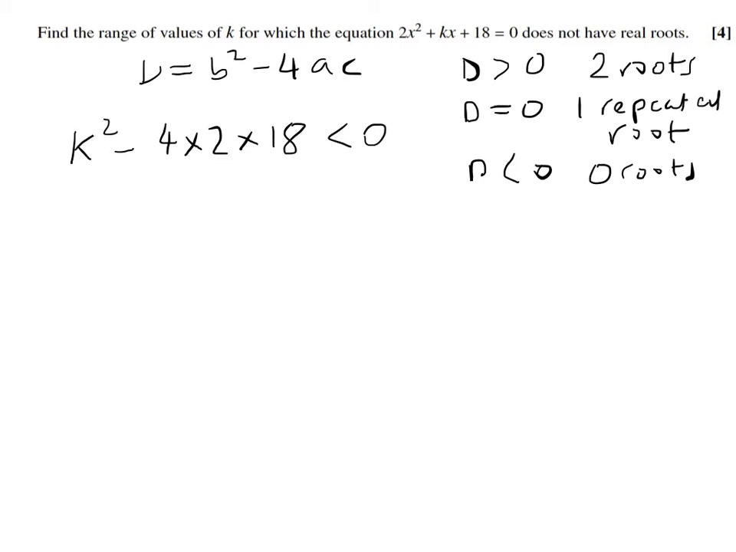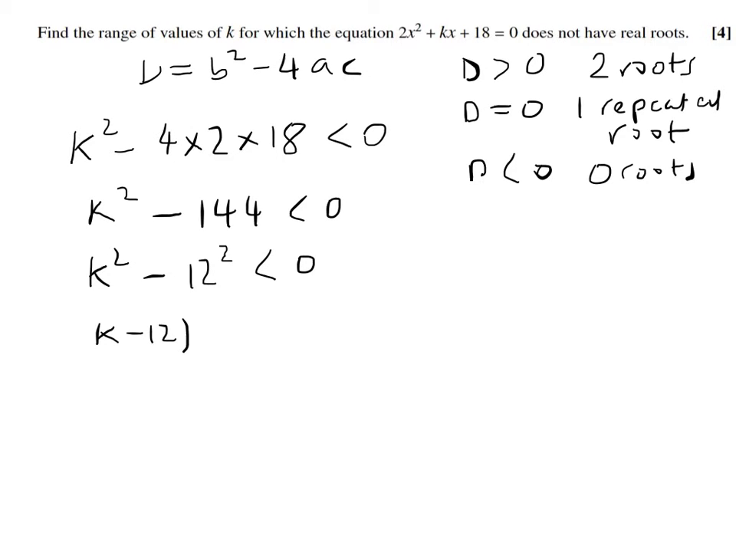is less than 0. That should give us 144, so you can write k squared is less than 144. We've now got to be able to factorize this, so we can either take the 144 to the other side, take the square root, so you get two numbers. Another way we can do it is just to do k squared minus 12 squared is less than 0, and so now we have the difference of two squares, so we can write k minus 12 and k plus 12 is less than 0.